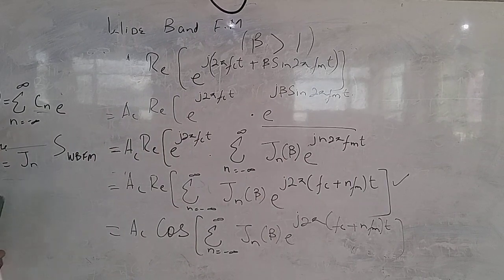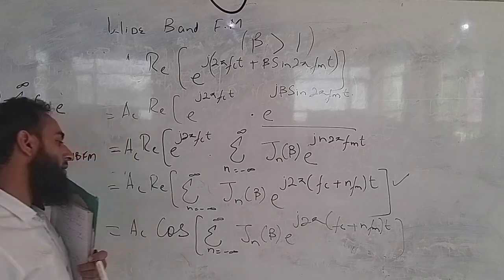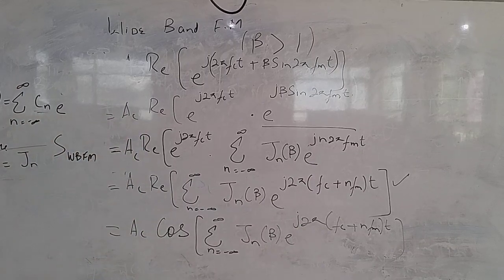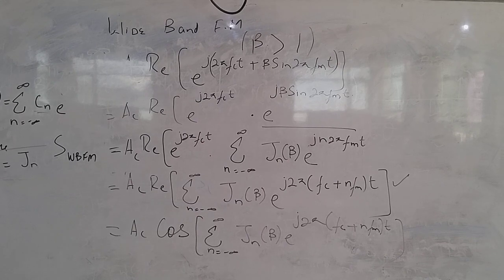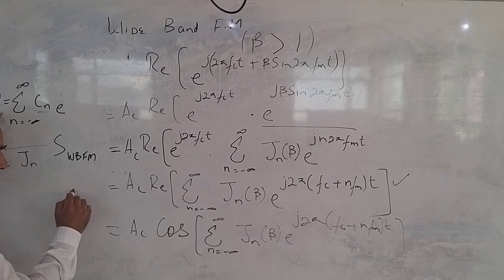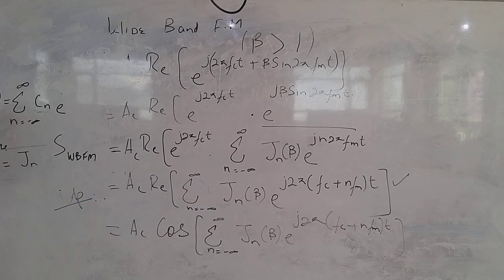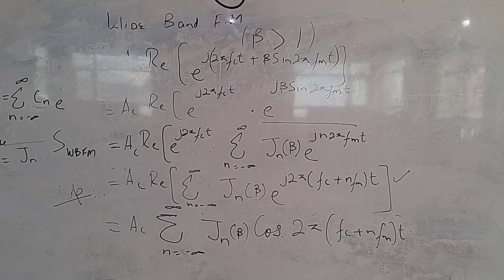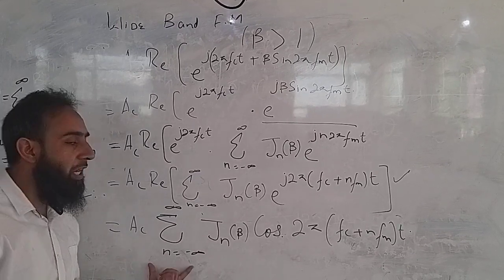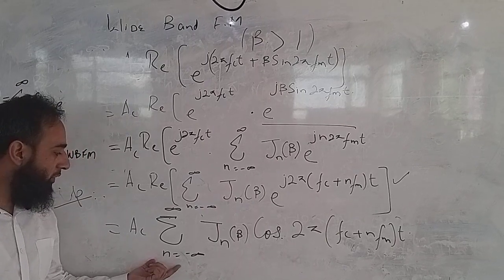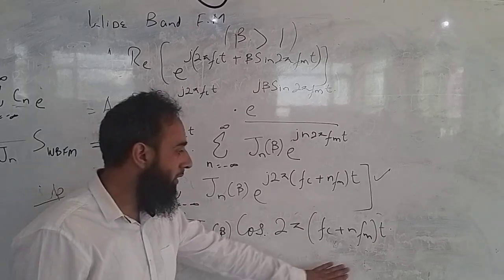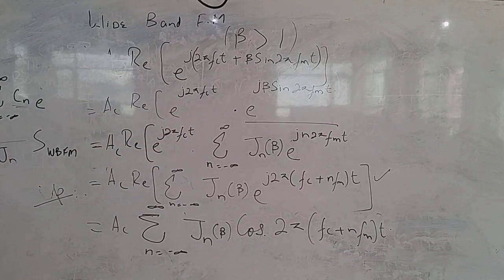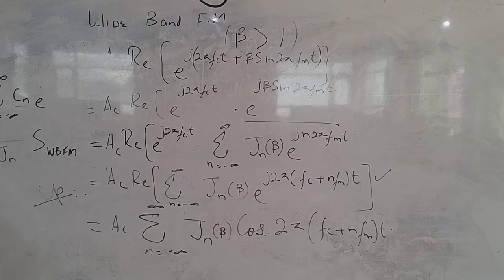N is defined from minus infinity to infinity, J_n of beta. So this is the final expression, and a very important expression as well. There's a slight change in this area. I've changed this expression, please note it down. This is the final expression for your wide band. So, the frequency spectrum of wide band FM.